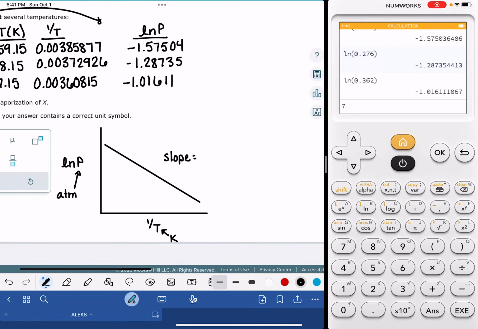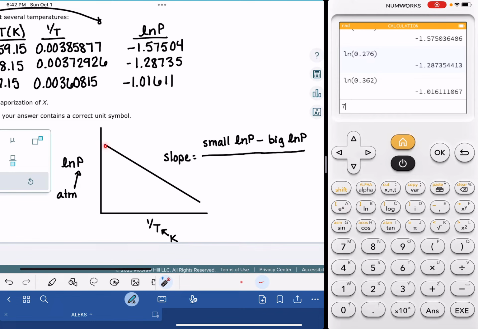The slope is going to be calculated by taking your smallest value of the natural log of pressure, and from that subtracting your biggest value of the natural log of pressure. Remember that slope is the rise over the run, so we need to know the largest and the smallest natural log of pressure. We need to know that value. We're going to take the smallest natural log of the pressure and subtract from that the biggest.